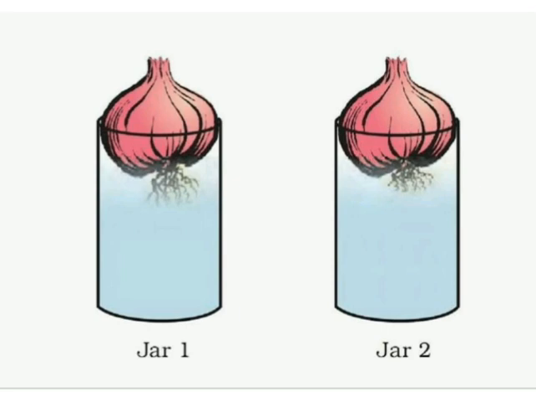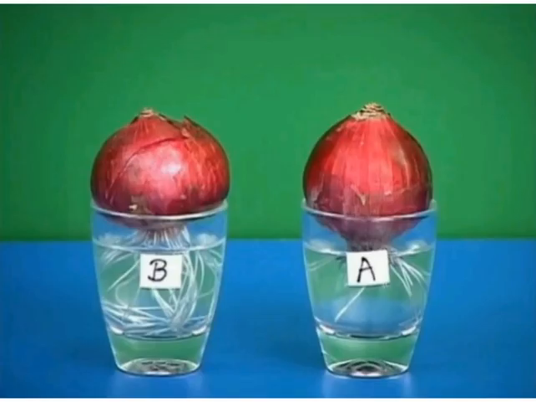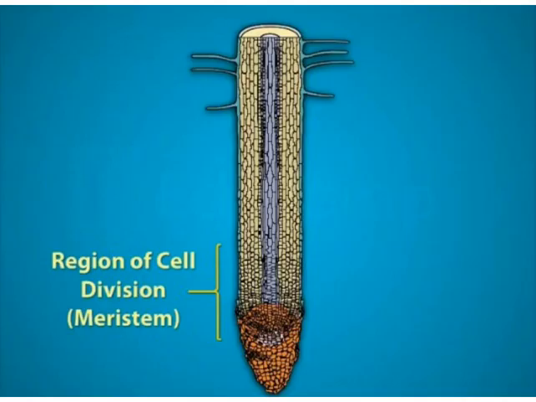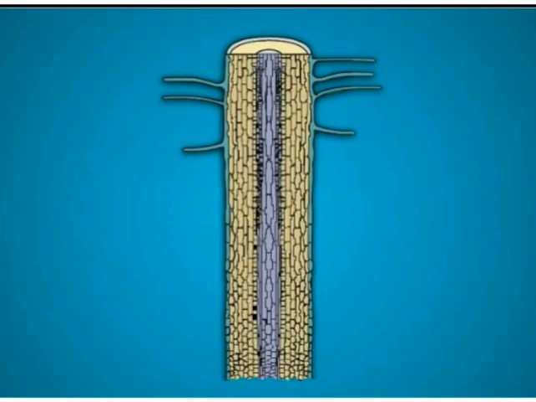Take 2 glass jars half filled with water. Keep an onion bulb on each jar as shown in the picture. Observe the growth of roots in both the bulbs for a few days. Measure the length of roots on day 1, 2 and 3. On day 4, cut the root tip of the onion bulb in jar 2 by about 1 centimeter. Continue measuring the length of root on the 4th and 5th day also.